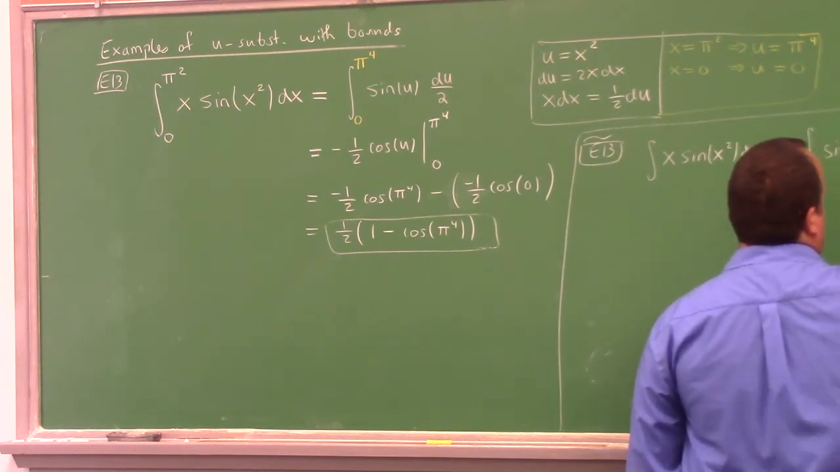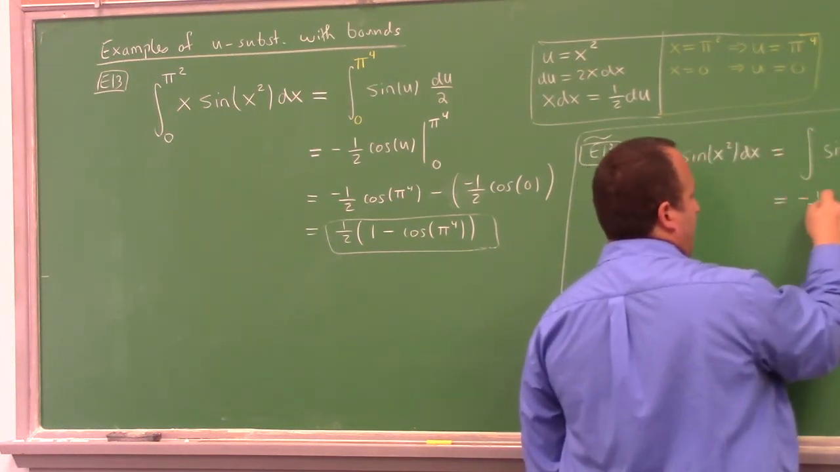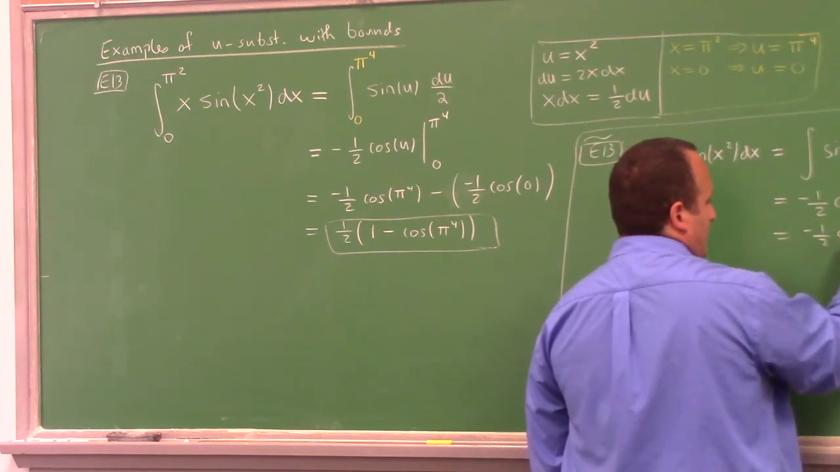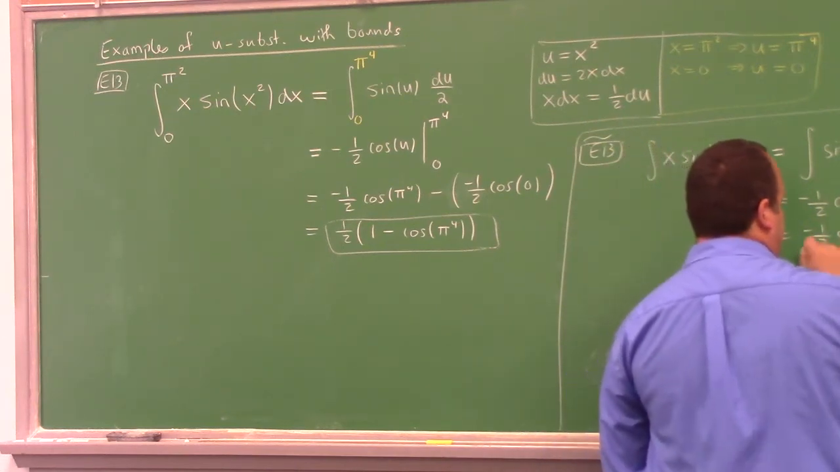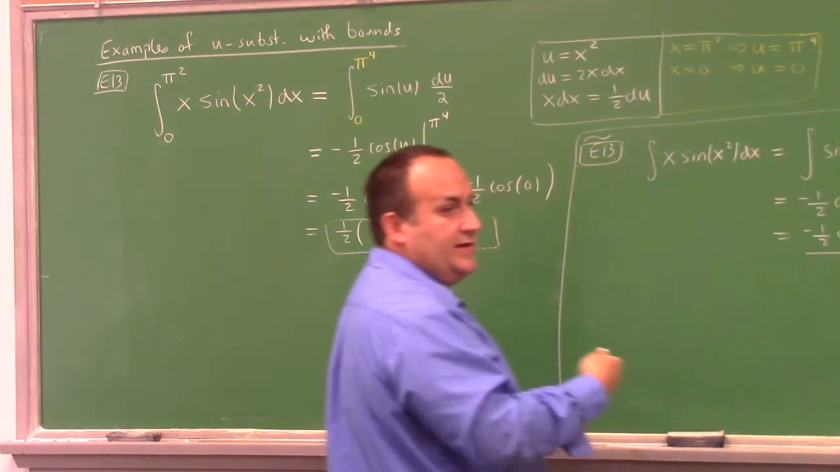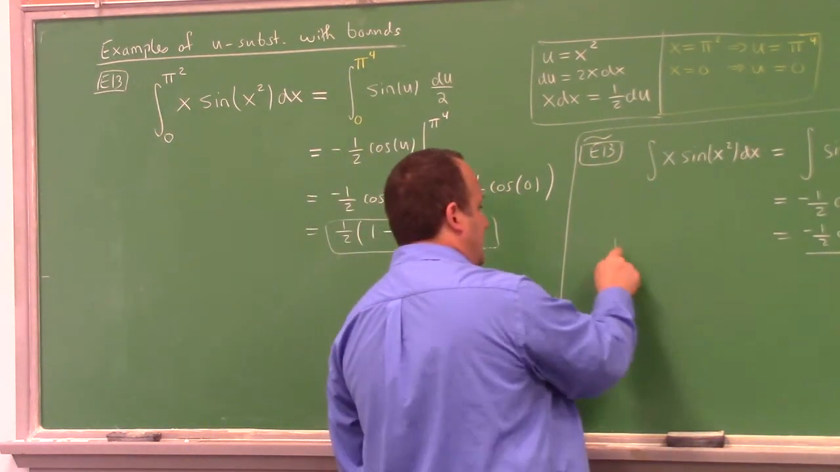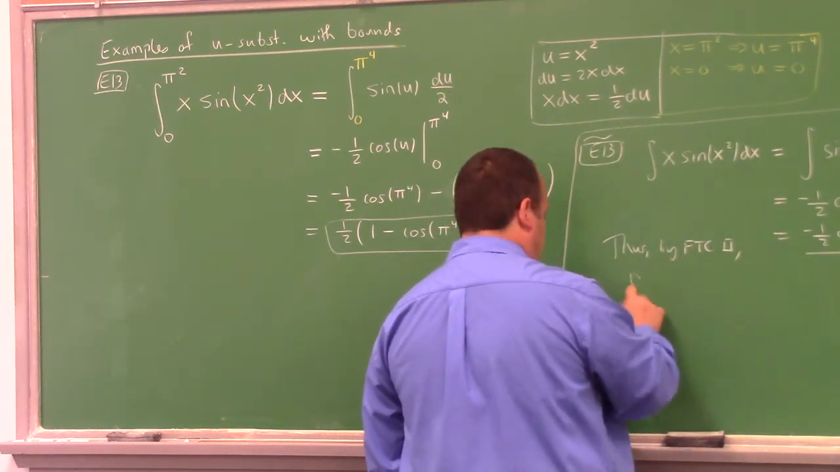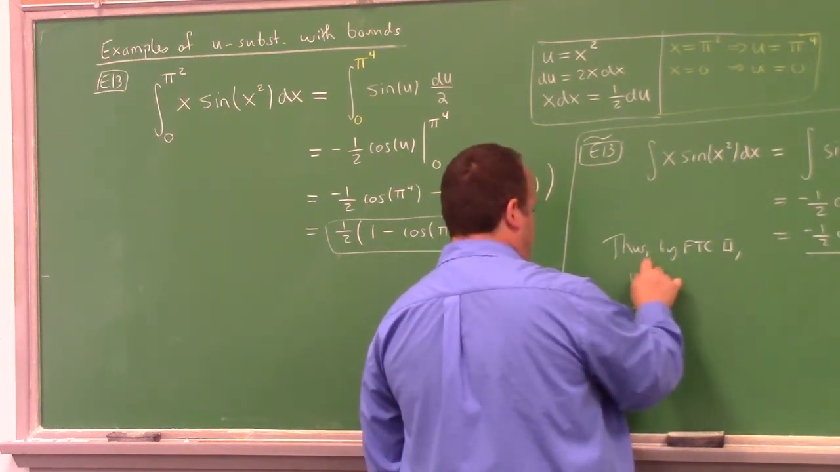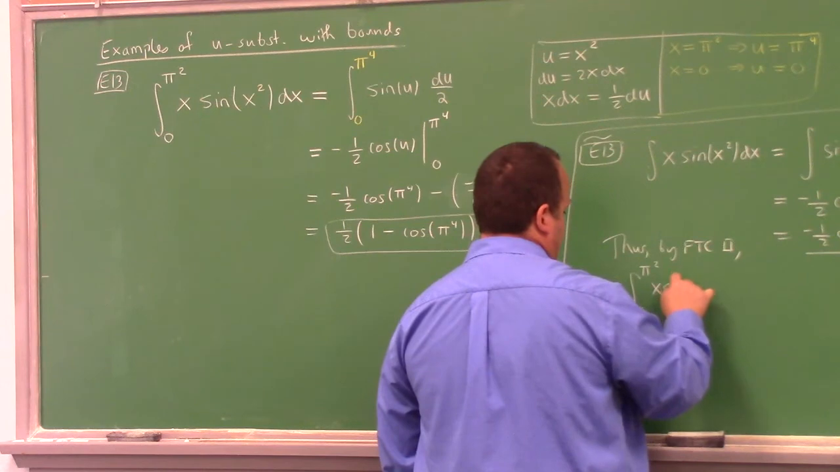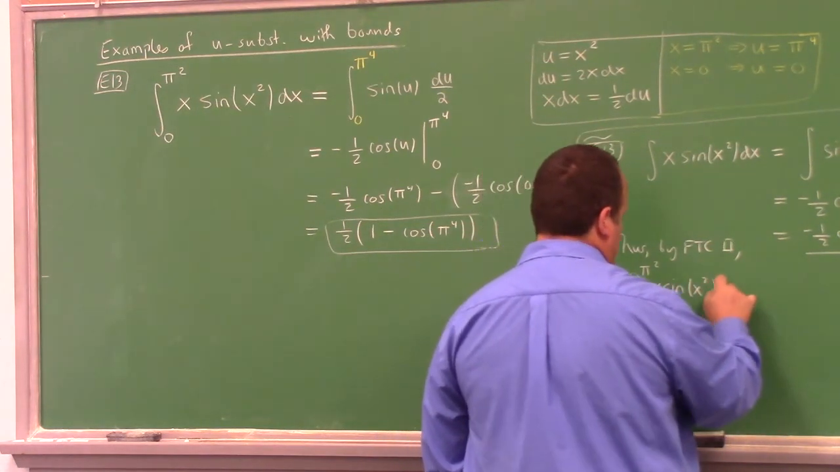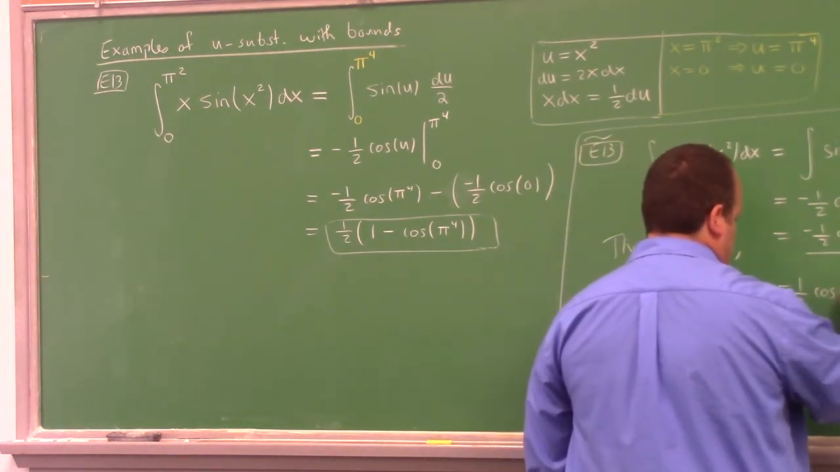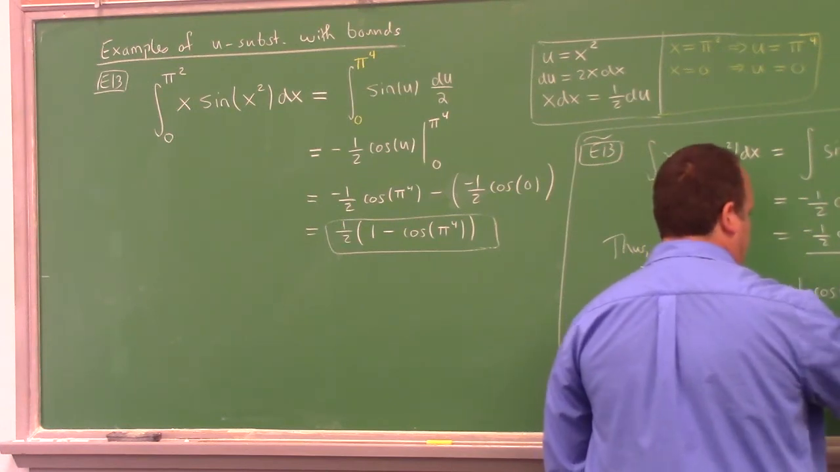Substitution. So this is kind of everything I just wrote over there, right? So that's minus 1/2 cosine of u plus a constant, which is minus 1/2 cosine of x squared plus a constant. So I find the antiderivative for the problem in x, and I say thus, by FTC2, the integral from 0 to pi squared of x sine of x squared dx is minus 1/2 cosine of x squared evaluated from 0 to pi squared.